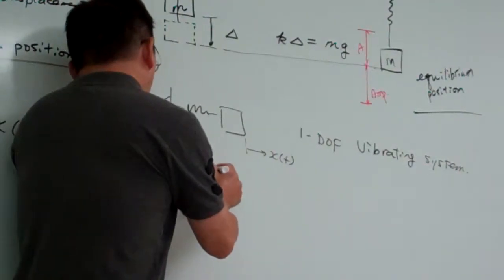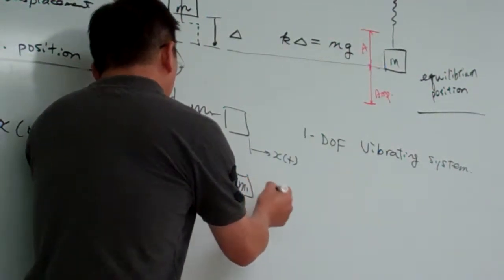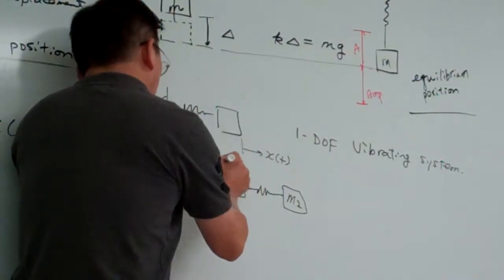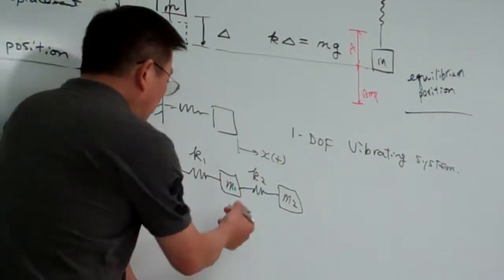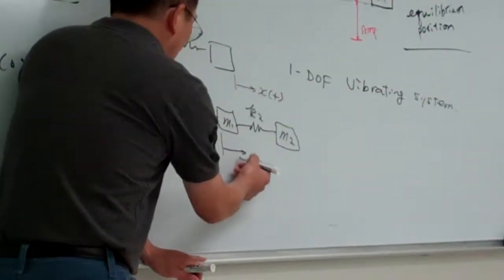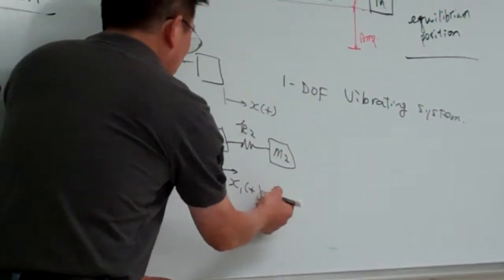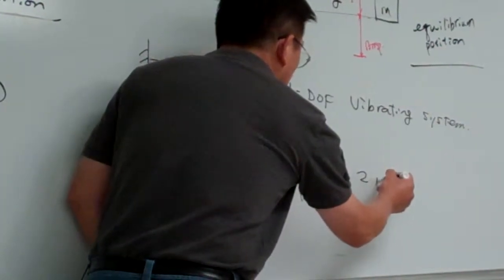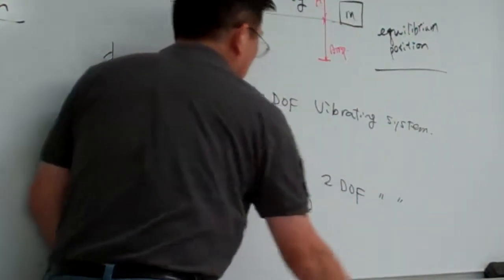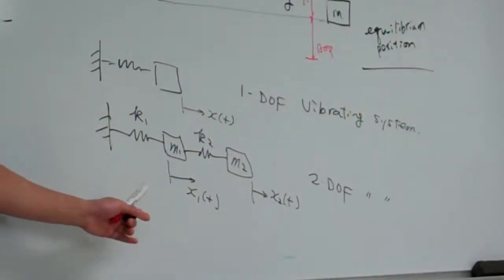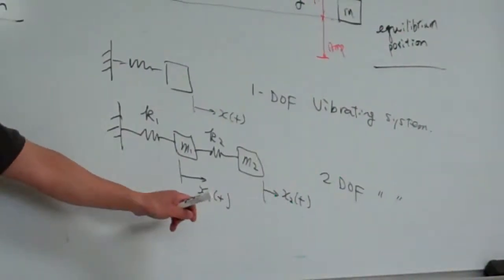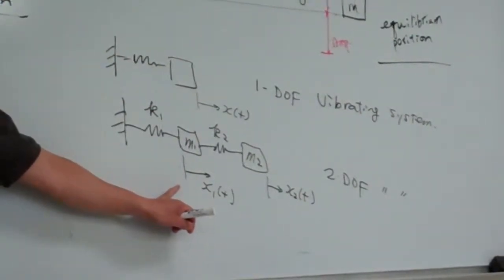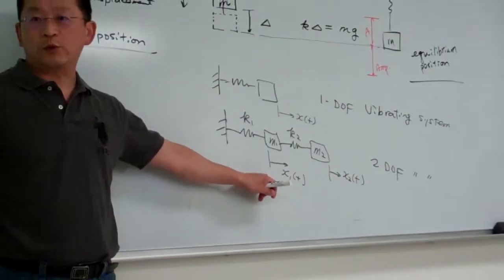And if we have 2 mass blocks, let me call this M1, and then it connects to, say, M2, like this. For describing the motion, the displacement of mass block 1, I use x1 of t, a function of time, and this is x2 of t. So this is called a 2 degree of freedom vibrating system, etc. If there are more, you simply count the number of mass blocks, and that gives you the degrees of freedom of the system we deal with in vibrations.